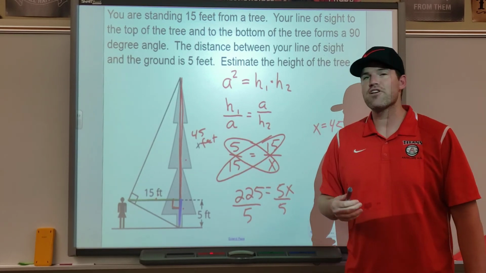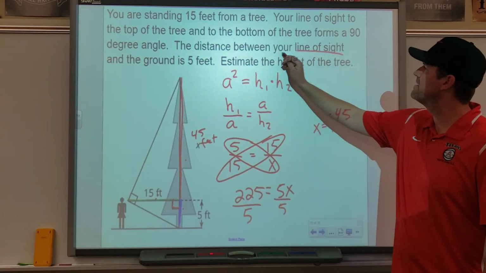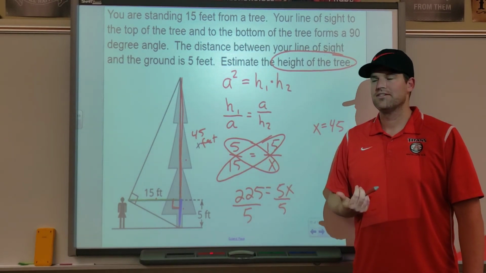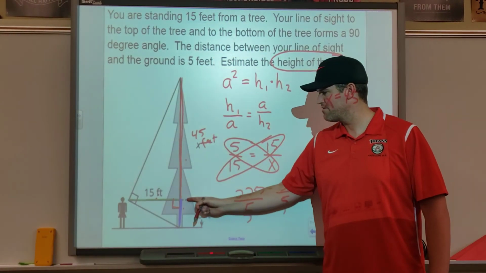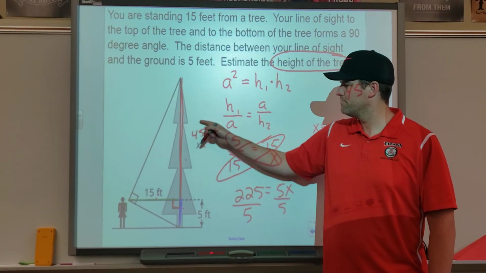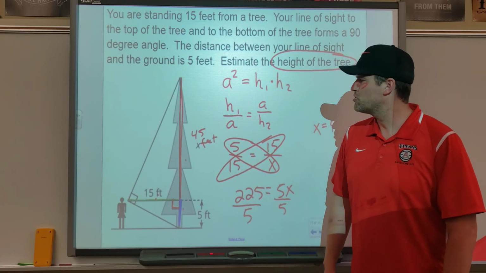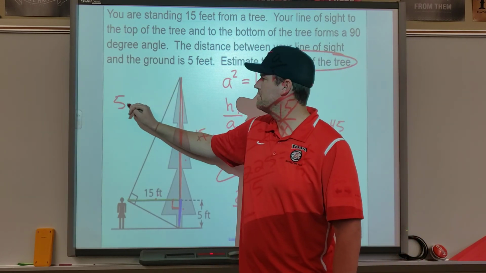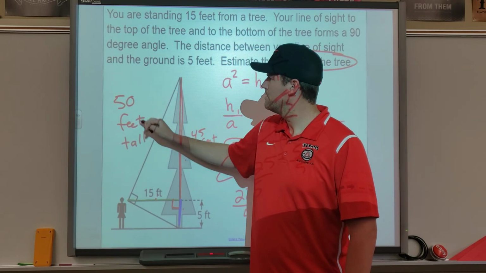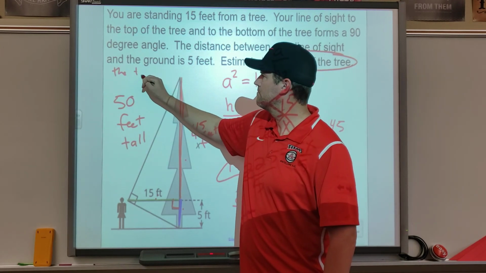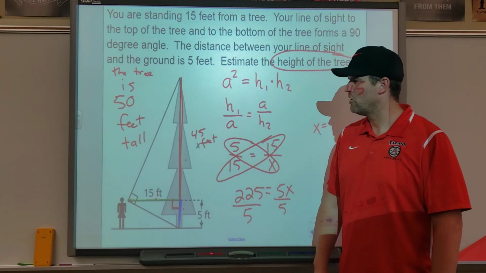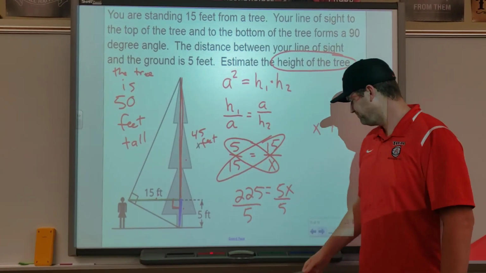Let's take it one step further though. How tall is the actual entire tree? Well, it's not 45 feet because that's only from here up. We have to add in the 5 feet, right? So if we do 45 plus 5, the tree is approximately 50 feet tall. The tree is 50 feet tall.